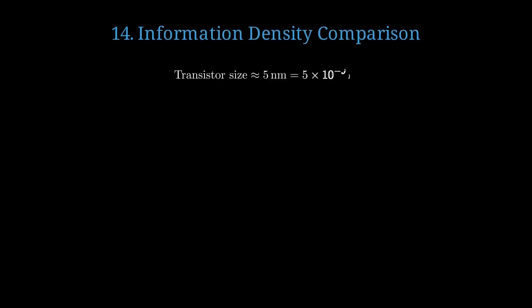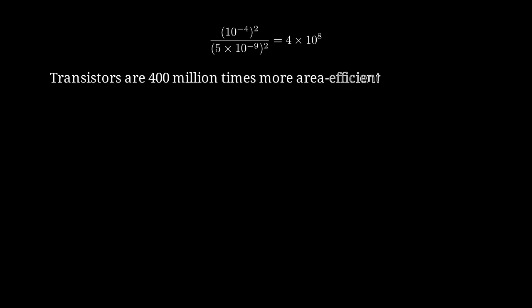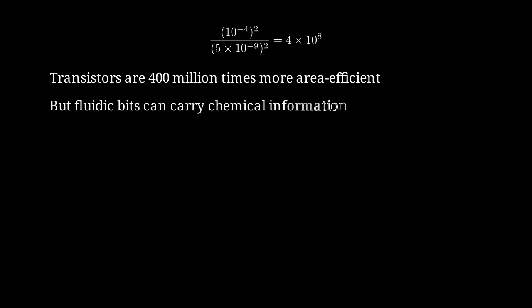Modern transistors are about 5 nanometers, or 5 times 10 to the negative 9 meters. Microfluidic droplets are about 100 micrometers, or 10 to the negative 4 meters. The area ratio is 10 to the negative 4 squared, divided by 5 times 10 to the negative 9 squared, which equals 400 million. Electronic transistors are roughly 400 million times more area efficient for storing and processing information. However, fluidic bits can carry chemical information, like the identity and concentration of molecules, which electronic bits cannot.